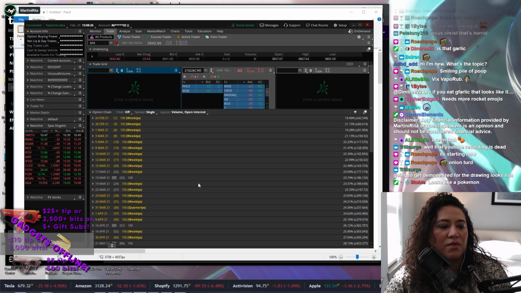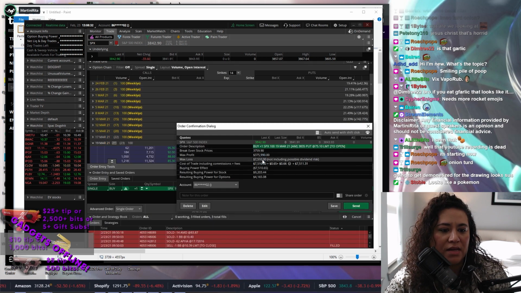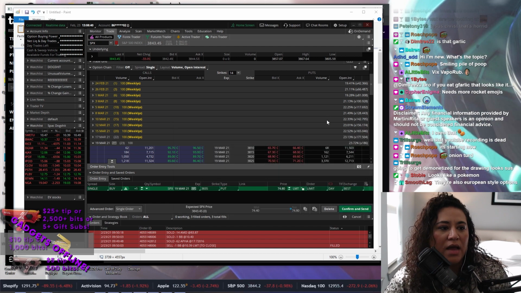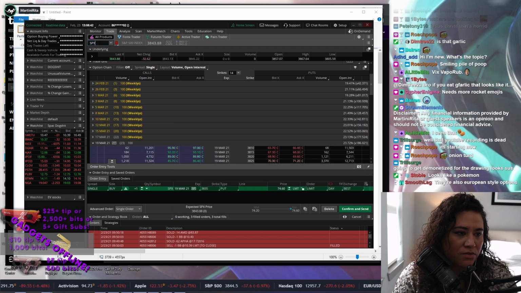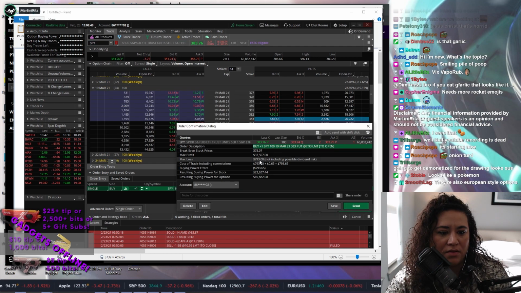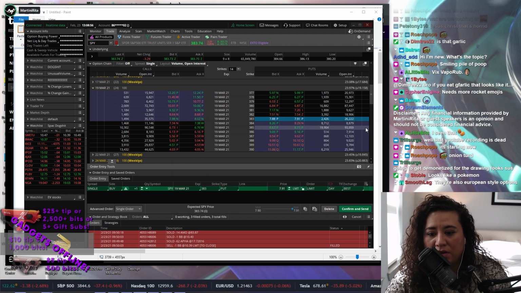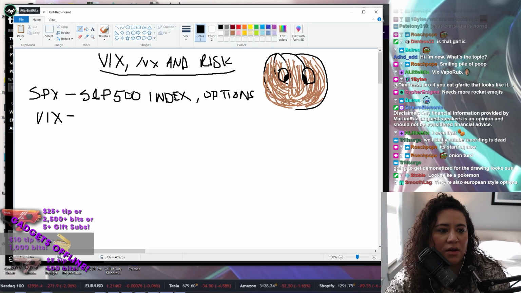You can see right here, if you click it and do confirm and send, it's a $7,500 trade. So it's a bigger trade versus SPY, which is a tinier trade, only $793. So it's almost 10 times bigger. Yes, there are also European style options. That's a great point. The VIX is the measure of the SPX options.